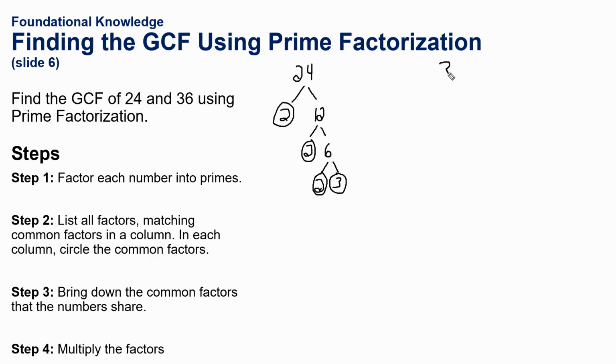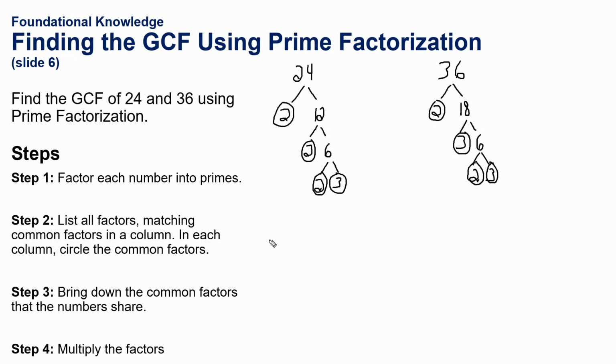36 then can be broken down into 2 and 18. Again, if I start with the smallest one. Don't have to, by the way. You could start with other numbers. So 2 and 18. Then we can have 3 and 6. And then 6 can be broken down into 2 and 3. Or I could say 2 and 9, I guess, for 18. But then we have 2, 3, 2, and 3.